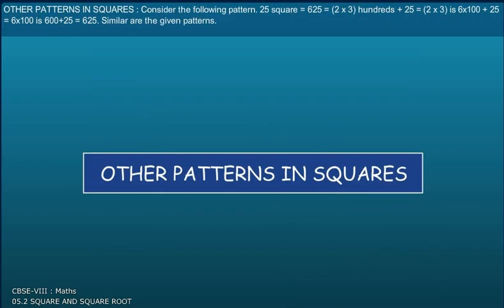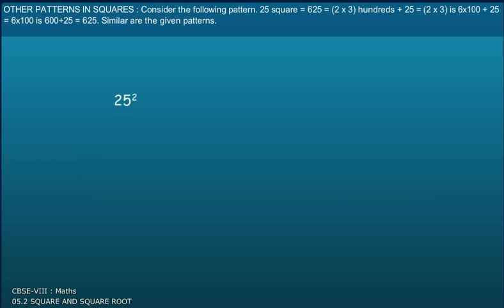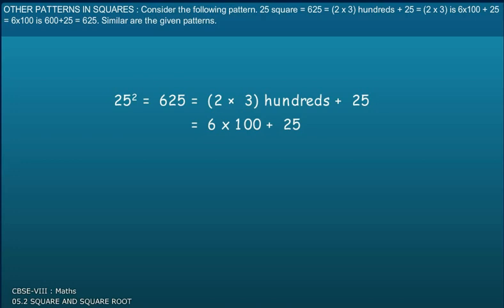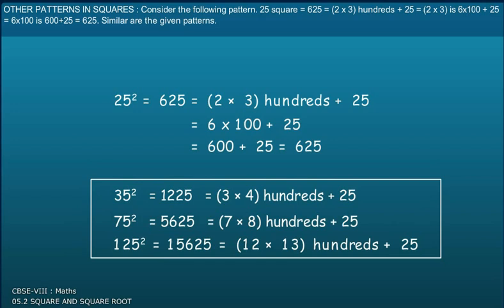Other patterns in squares. Consider the following pattern. 25 square is equal to 625. That is 2 into 3 hundreds plus 25, which gives 2 into 3 is 6 into 100 plus 25, which gives 6 into 100 is 600 plus 25, giving 625. Similar are the given patterns.